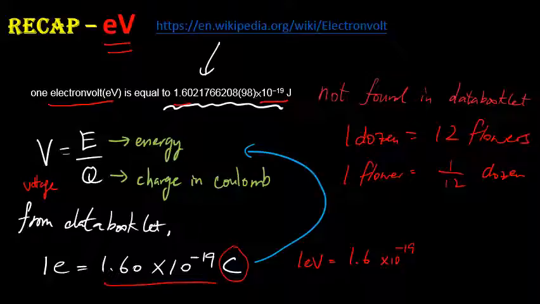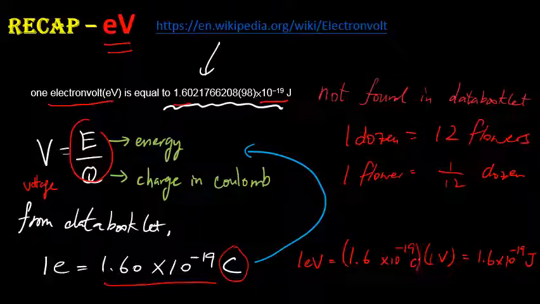And then if you times V, which is, you can see E over Q, then 1V. Then eventually you can find 1.6 times 10 to the power of -19 joules in that case. So this is how you can find the unit eV and convert it into something sensible to you.